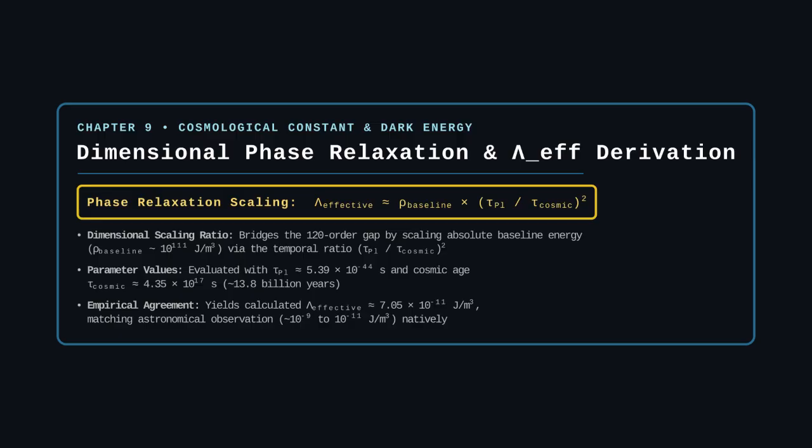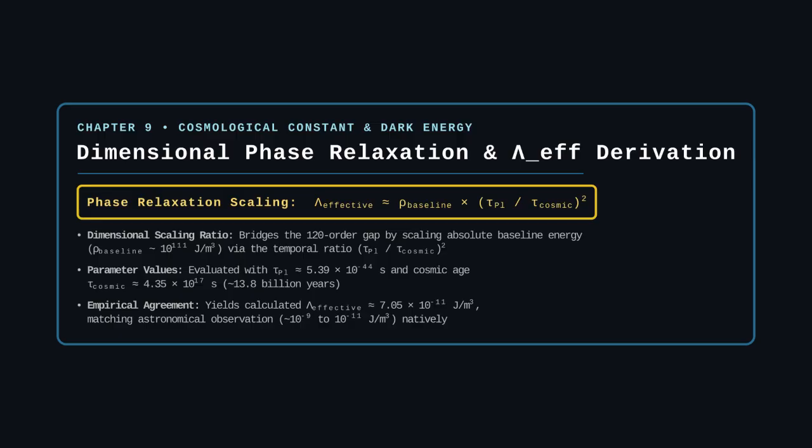Lambda effective represents the effective cosmological constant, modeled as the residual volumetric phase relaxation generated by the cosmic scale expansion of the spatial graph fabric over time. We model the long-term phase relaxation of a lattice as a dimensional scaling ratio between the minimum Planck clock cycle, tau p, and the age of the cosmic graph, tau cosmic. Lambda effective is approximately equal to rho baseline times the square of tau p divided by tau cosmic. Evaluating this expression with standard parameters.